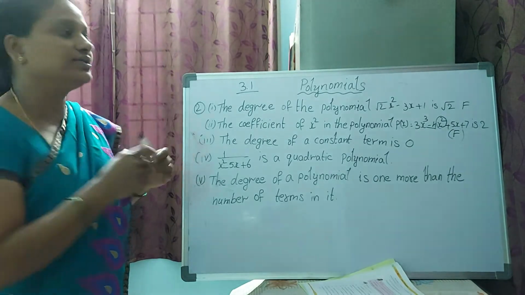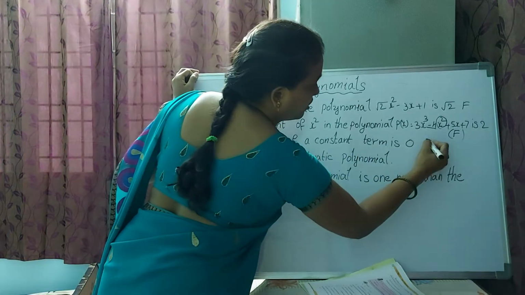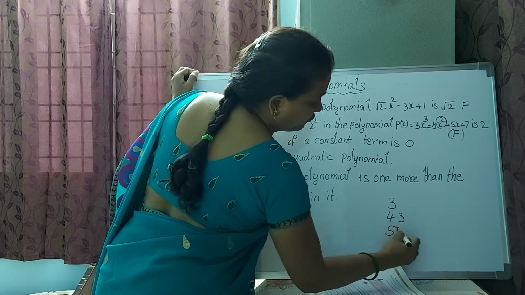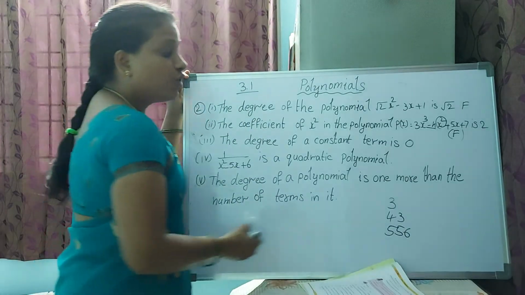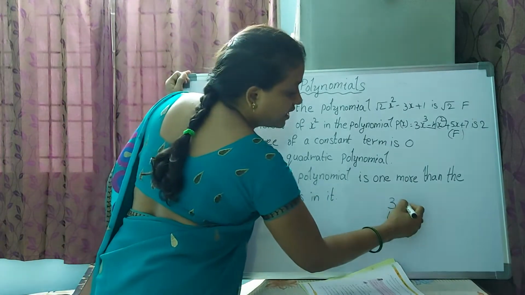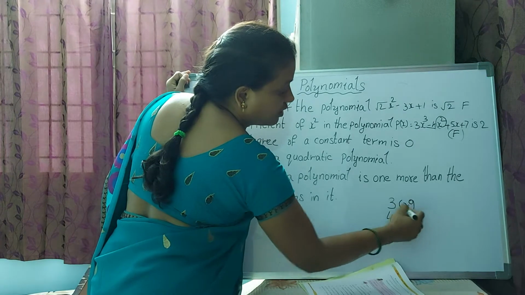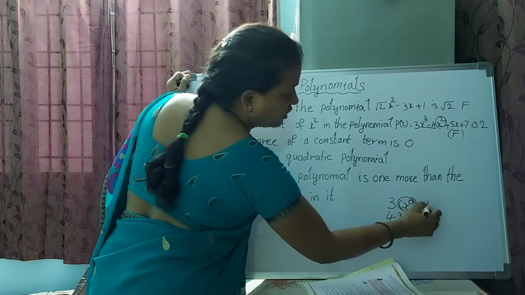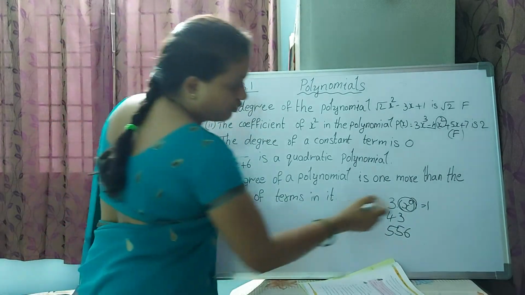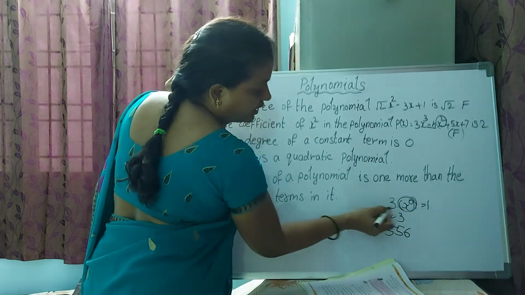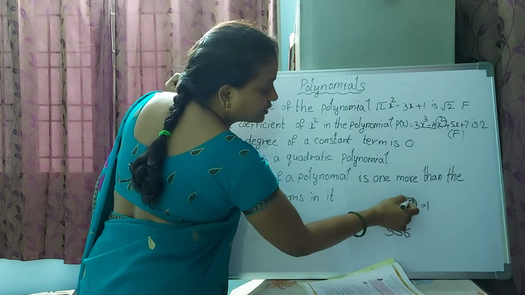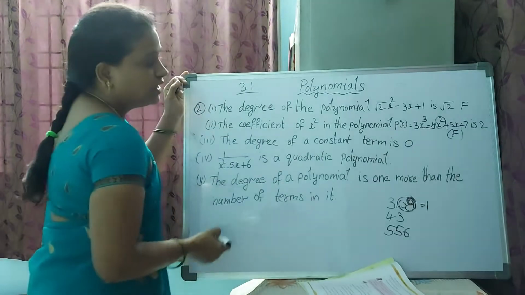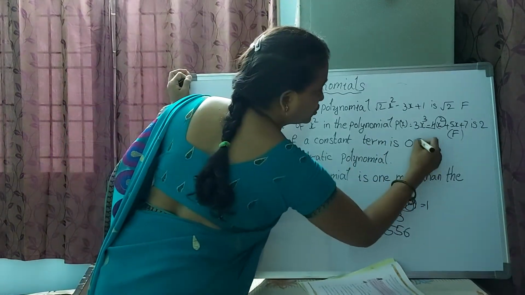The degree of a constant term is 0. Always, the degree of a constant term. For example, see here 3, 43, 556. These are all constants. What are the degrees of these constants? Anything power 0 into constant. Anything power 0 is equal to 1. So 3 into 1 is 3 only. That's why the degree of this constant term is 0. So this is always true.